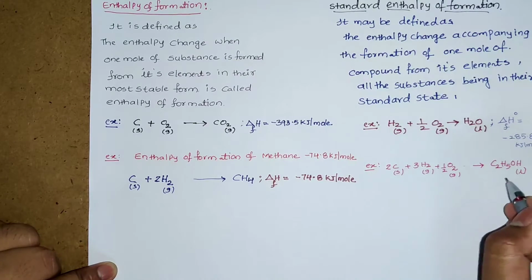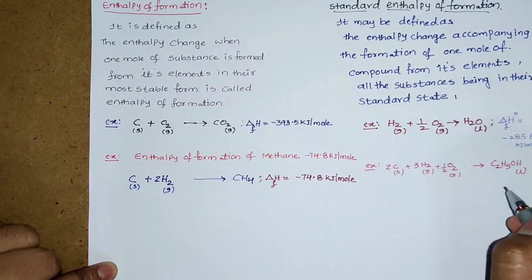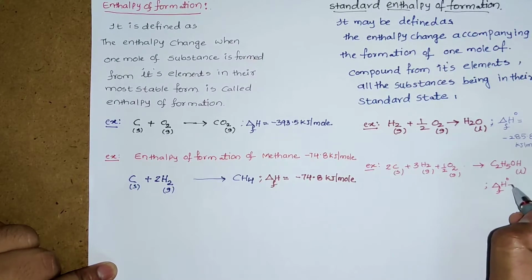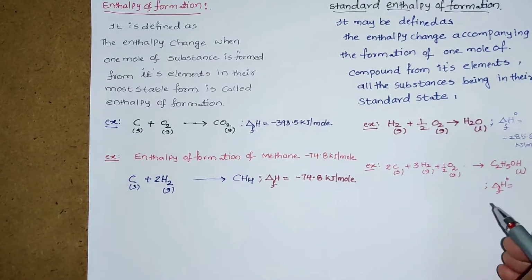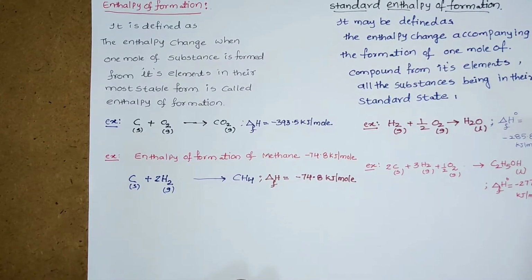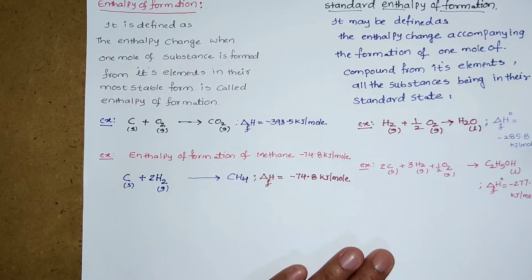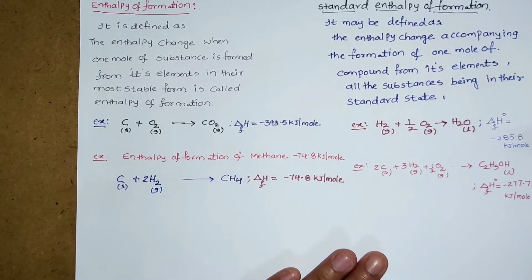If all are at 1 bar pressure in standard state, then whatever amount of heat energy is exchanged, that is delta f H naught, which is minus 277.7 kilojoule per mole; energy is liberated. So like that we write the standard enthalpy of formation.